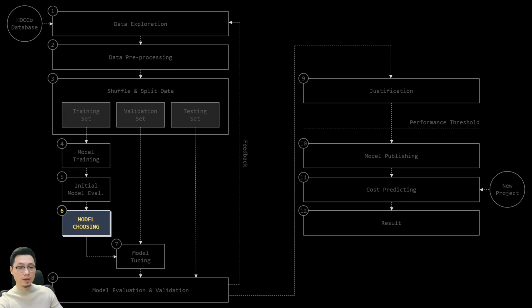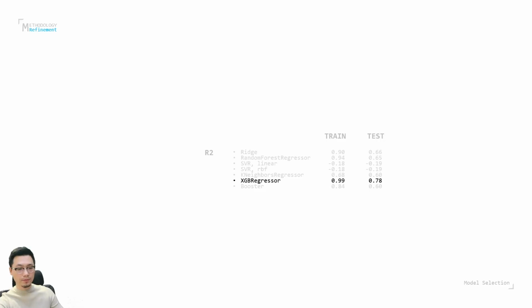The chosen model is the one with the highest R2 score, and that is XGBoost. XGBoost achieved 0.99 in training set and 0.78 in testing set. The model is most appropriate for the task of predicting construction cost based on the given data.